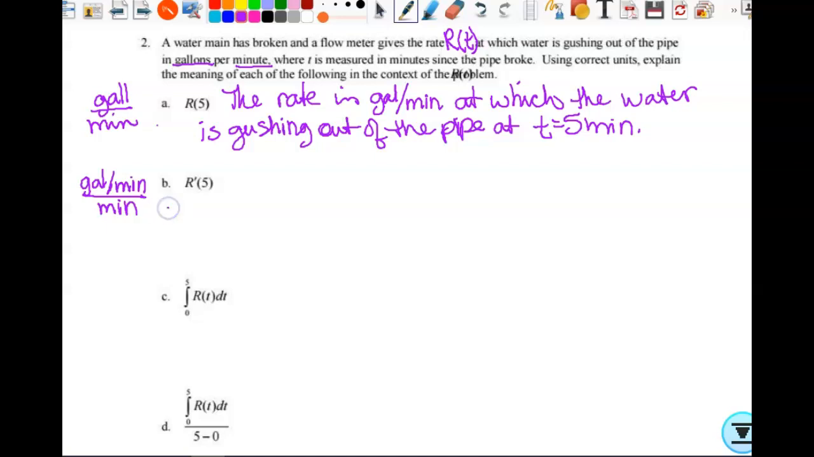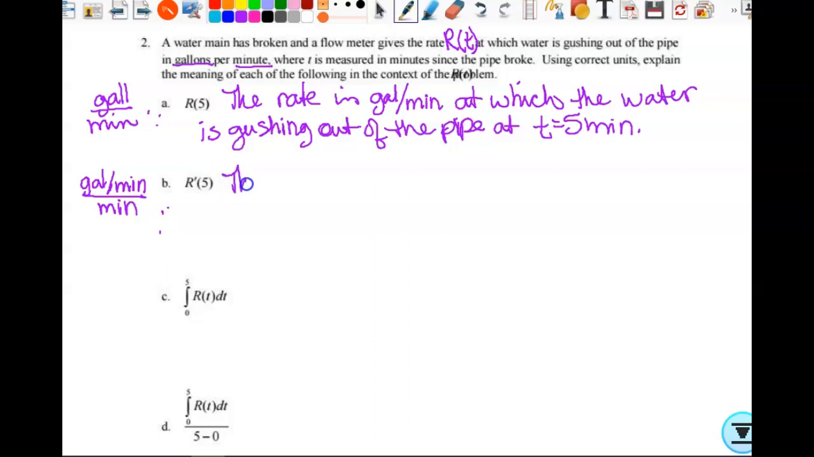Because these are both rates, right? This is the rate at which the water is flowing out. This is the rate at which what? The rate is changing, right? Which is weird, because basically our rate of change is changing. That's what's happening. And again, your words don't have to be exactly like mine.